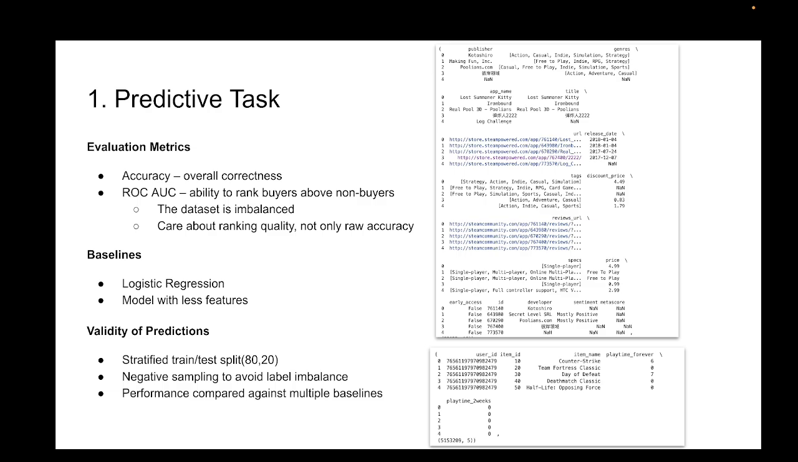The baseline will be the linear model, which is logistic regression, and also models with fewer features. We are using an 80 and 20 percent split for training and test data, and we will do negative sampling to avoid label imbalance, with the performance compared against multiple baselines.